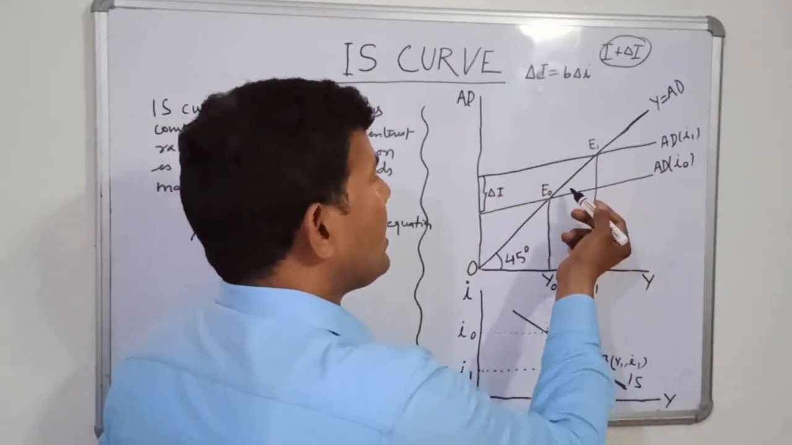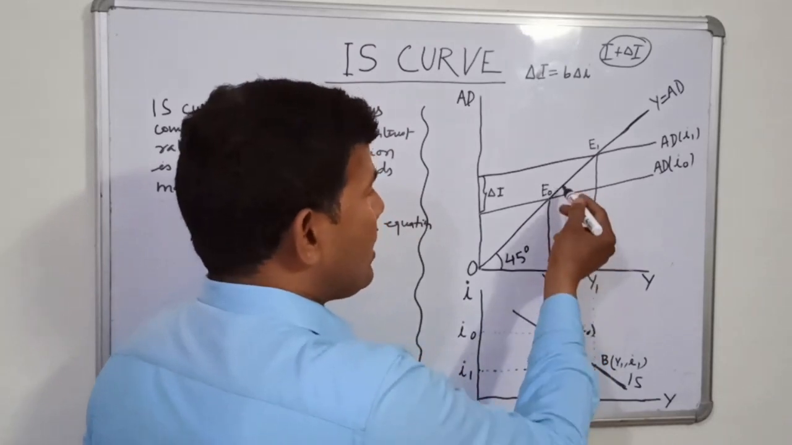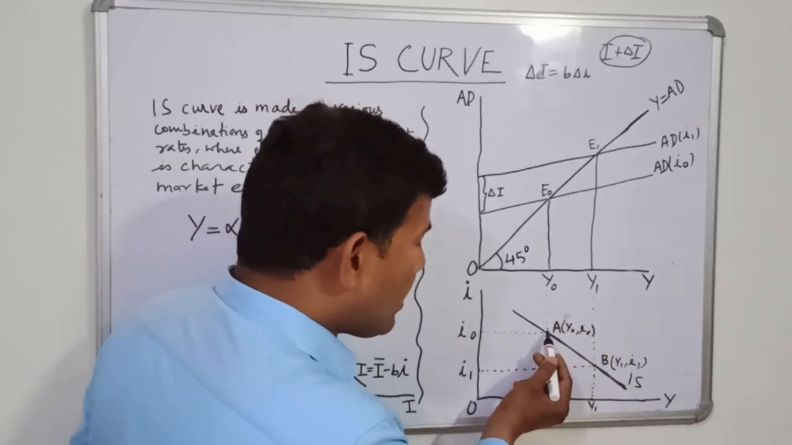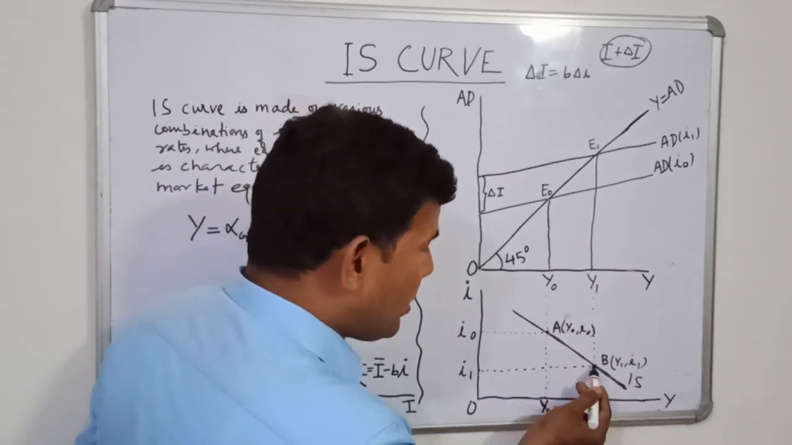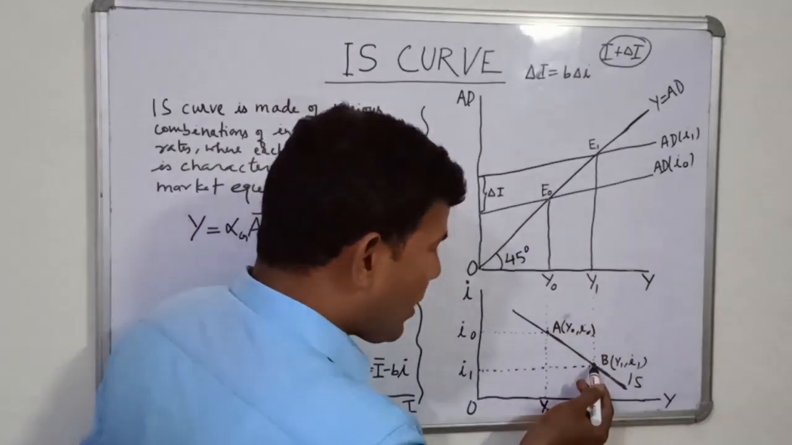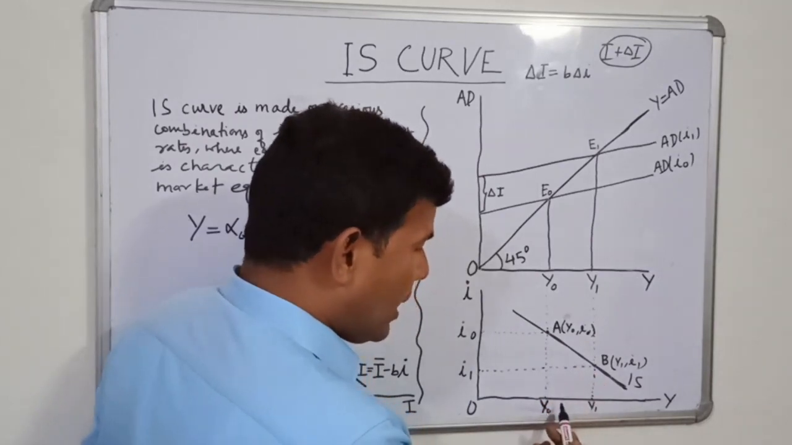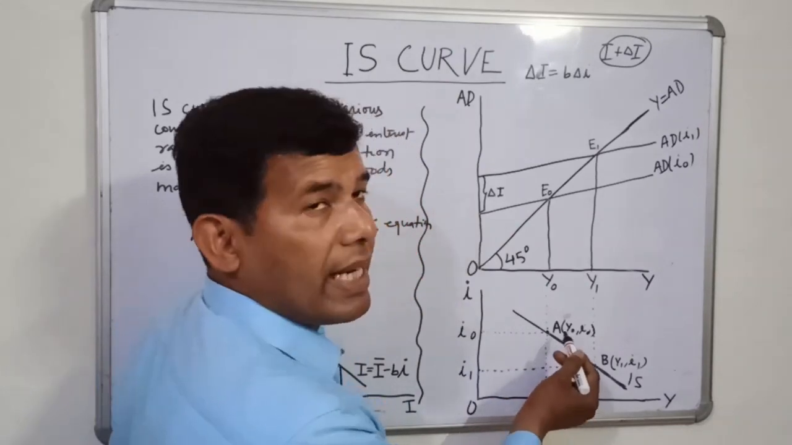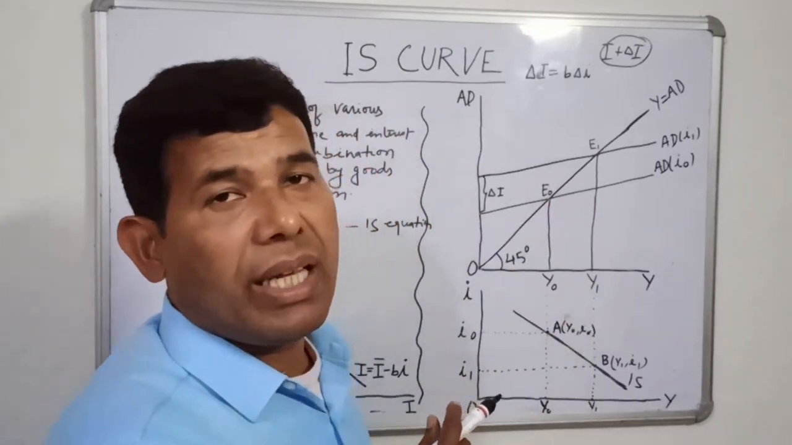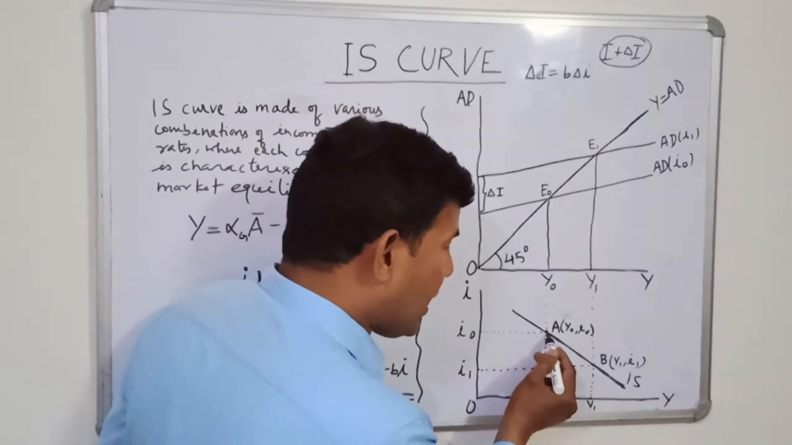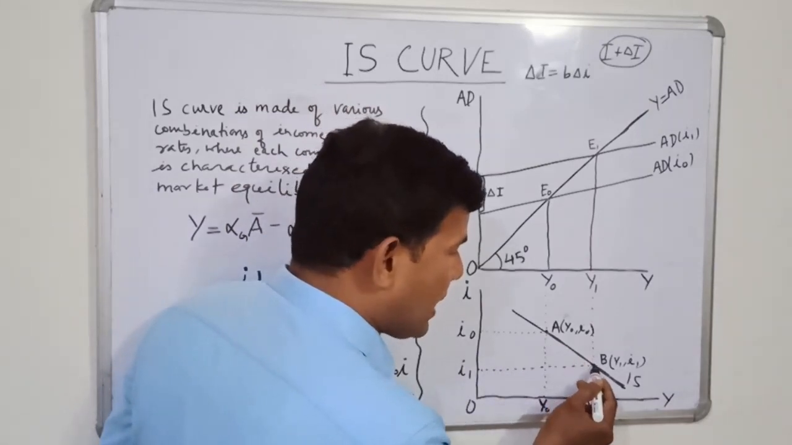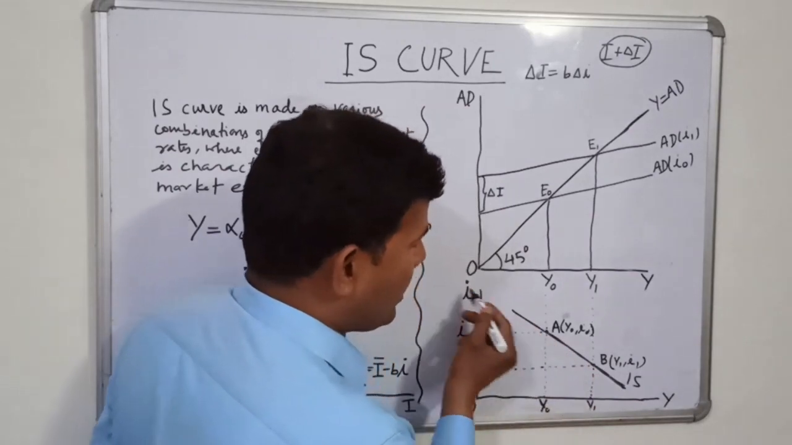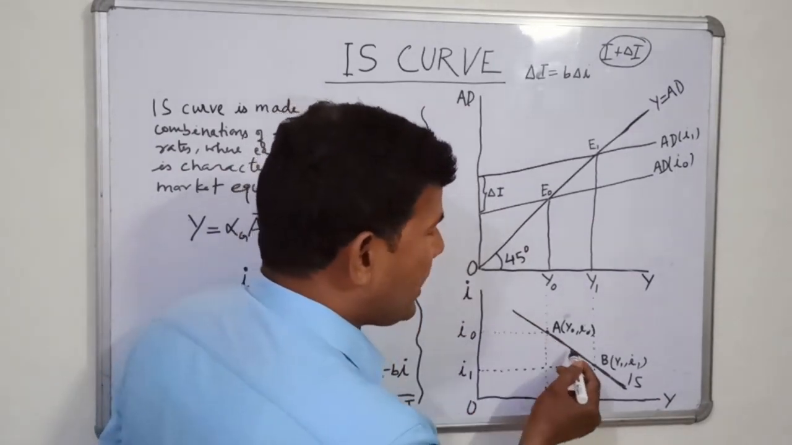And various levels of aggregate demand would result in various levels of equilibrium income, right? And therefore we would get various combinations in between A and B of what? Income and interest rate, where each combination would be characterized by equilibrium in the goods market. Now if we join those points A and B and further extend this line towards the left and towards the right, what do we get?